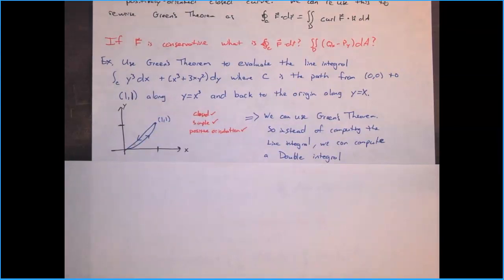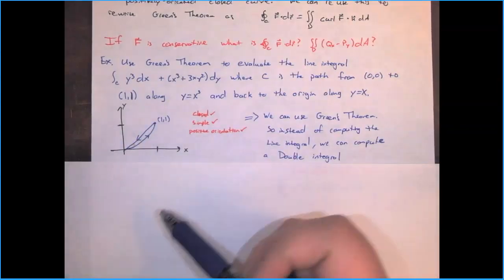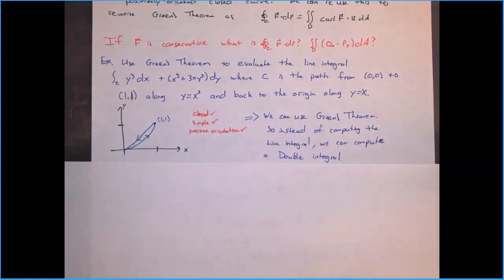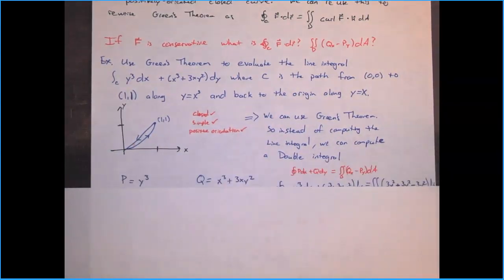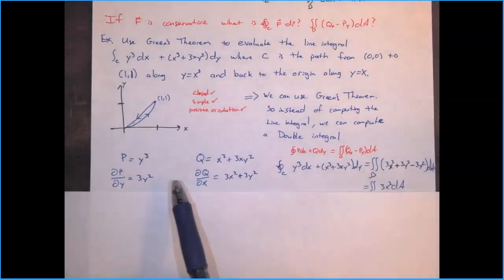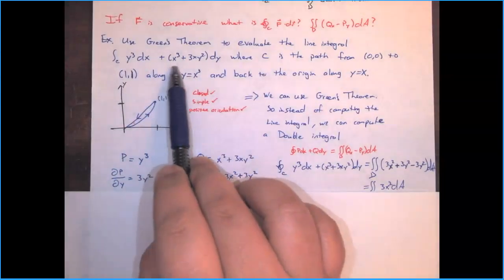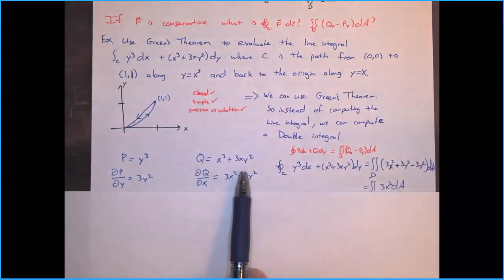We can use Green's theorem, which means instead of computing this line integral, which we would have to actually set up 2 line integrals, right? Because I have 2 different pieces. They'd have separate parameterizations. Instead of doing that, I can just solve a single double integral. So what's my double integral going to be? Let's identify P and Q. P is y cubed. Q is x cubed plus 3xy squared.